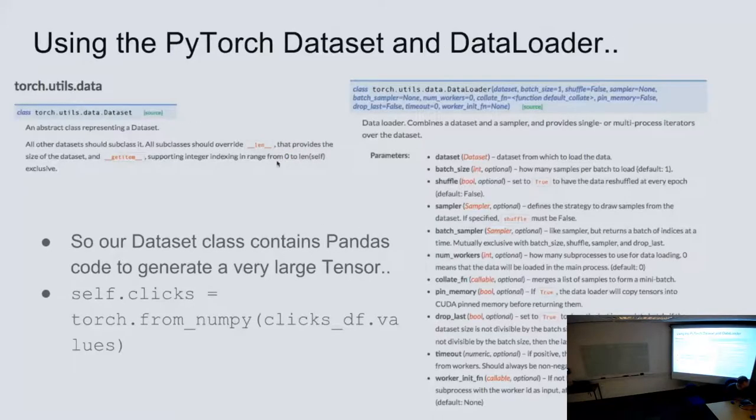One thing I'd strongly recommend with PyTorch is to use their dataset and data loader classes. I didn't to start out with, and I'll show you the before and after. It's a large amount of documentation, but essentially what we'll end up with is a very large tensor. We'll show that code in a second.